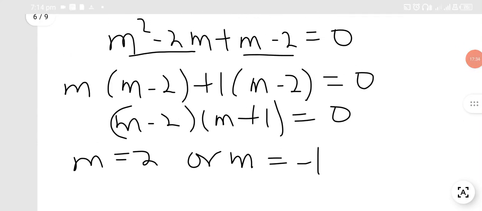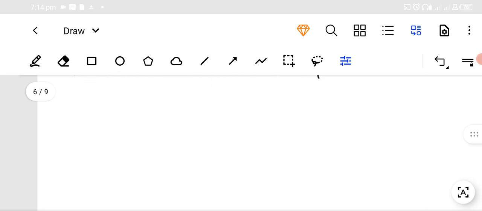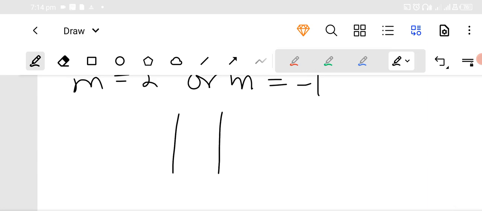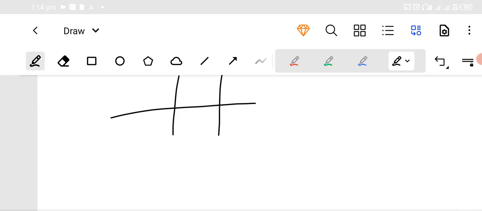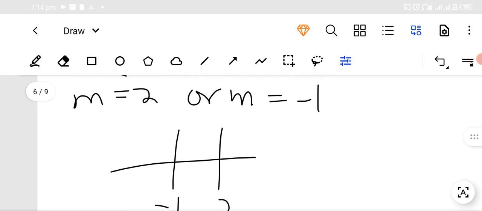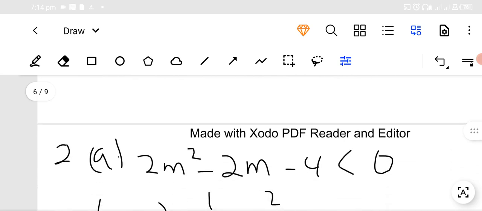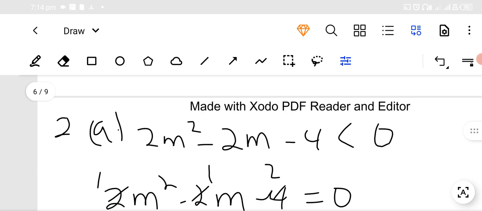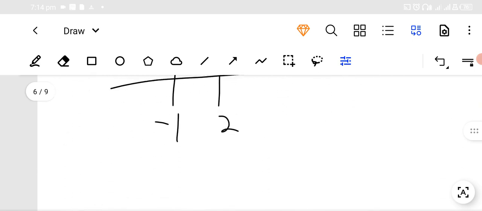Yes, after finding those two critical points, now what we do is we start testing, using 3 regions to prove where it would satisfy the inequality. So you have here an answer which is lower in the number line. So m is equal to negative 1 here, then m is equal to a positive 2 there. And then what you do first of all is you substitute into the 2m squared minus 2m minus 4 is less than 0.